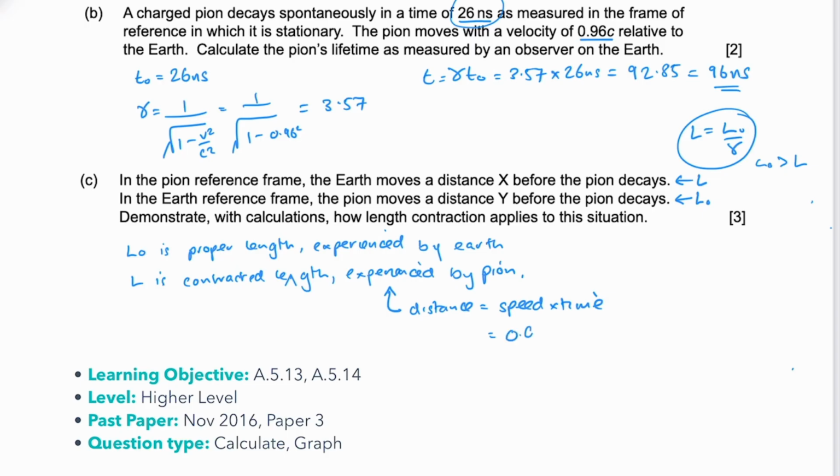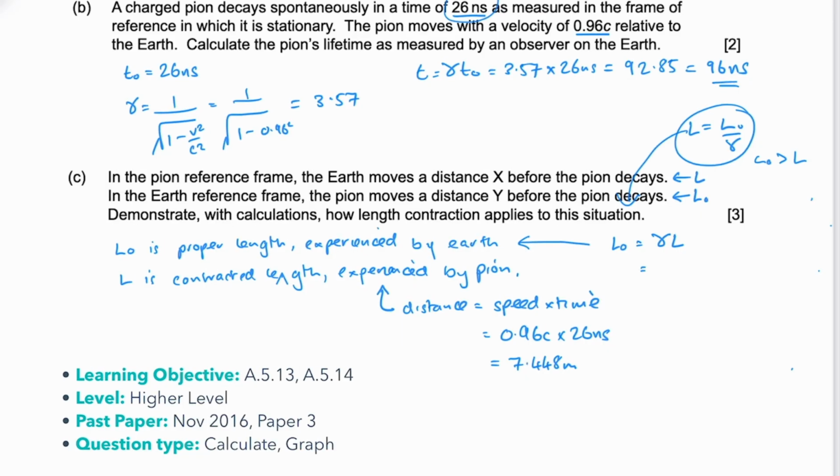which is 0.96 c times 26 nanoseconds, which gives us a value of 7.448 meters. We've done that. And then to find the proper length, we're going to use L0 equals gamma times L from up here. We've got gamma is 3.57 from the question above, times the original length down here, which is 7.448, which gives us a longer length of 26.7 meters.